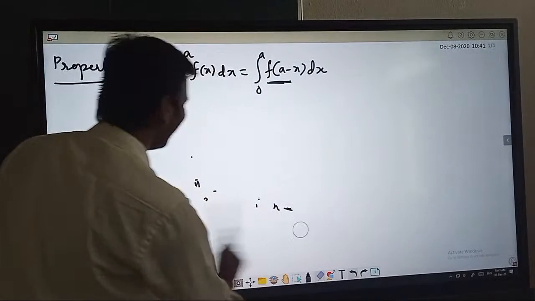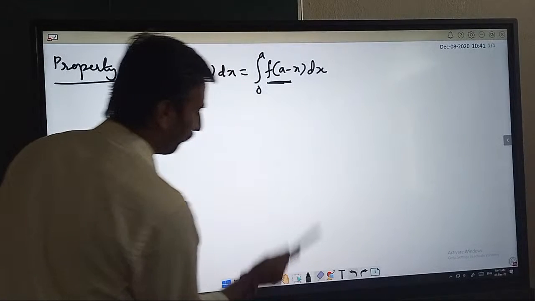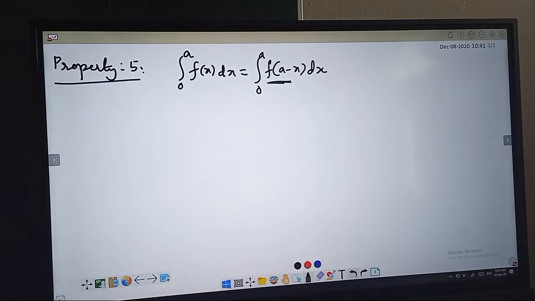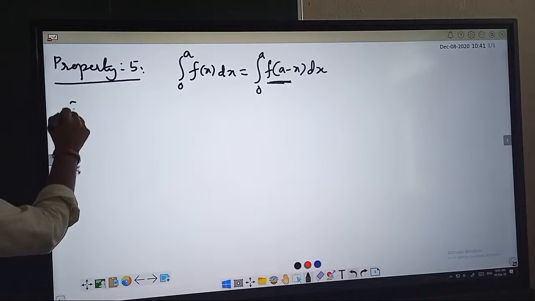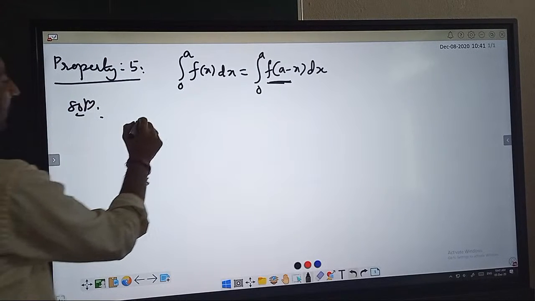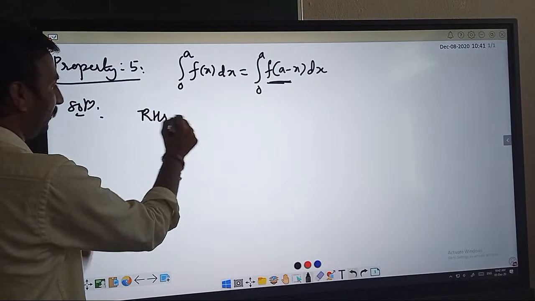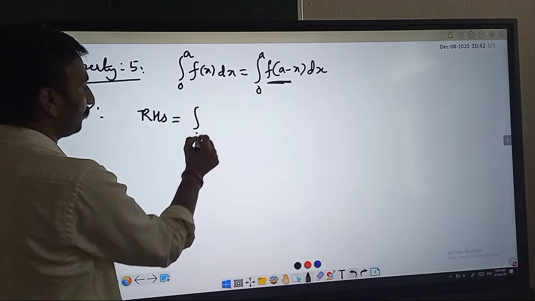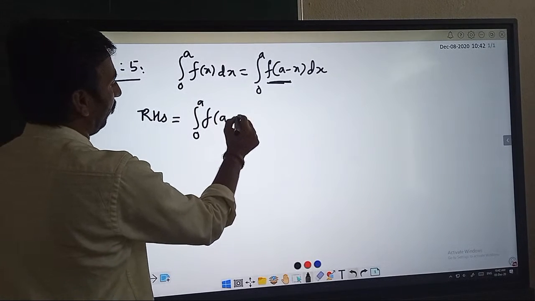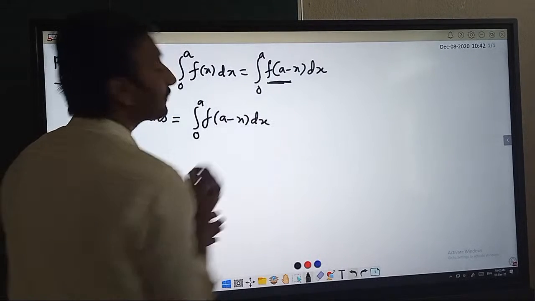Then there is no difficulty to solve this property. Why? Because you already know how to prove this property. Correct? Yes. See this proof of this property. It is the RHS. You can say it is integral 0 to a of f(a minus x) dx.